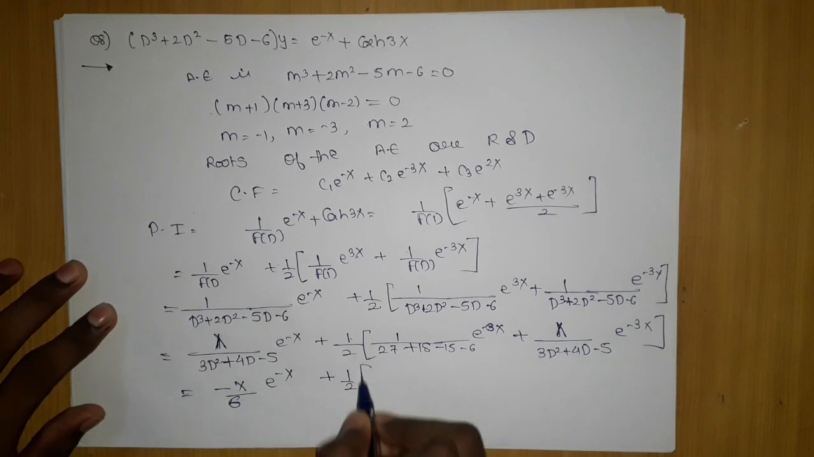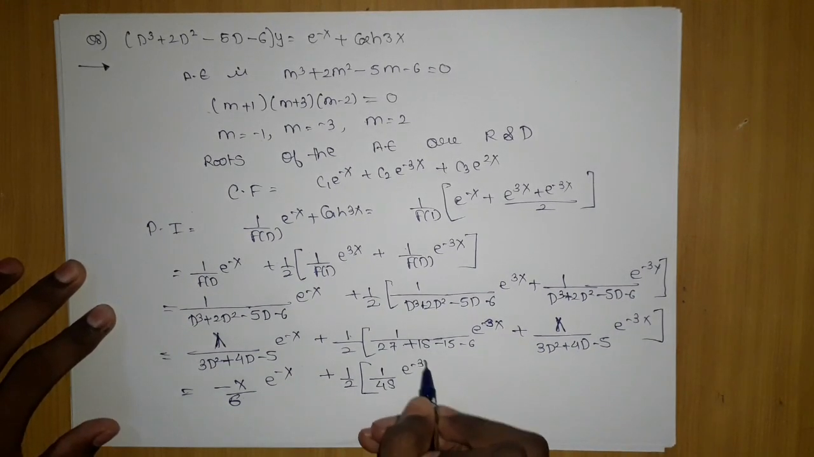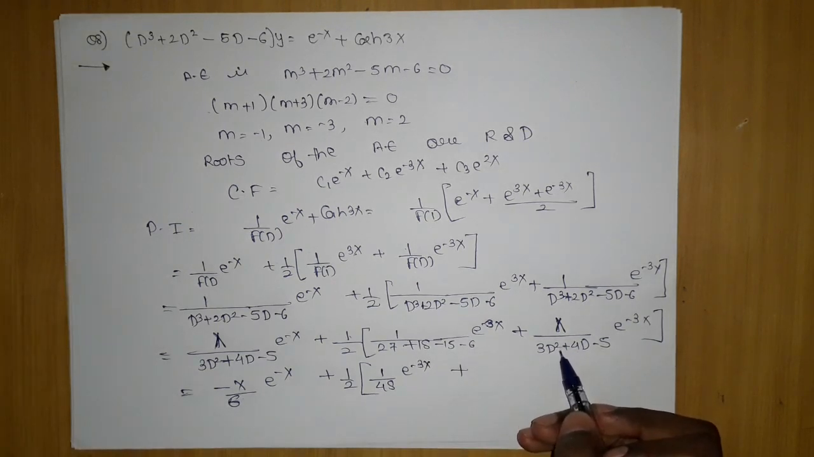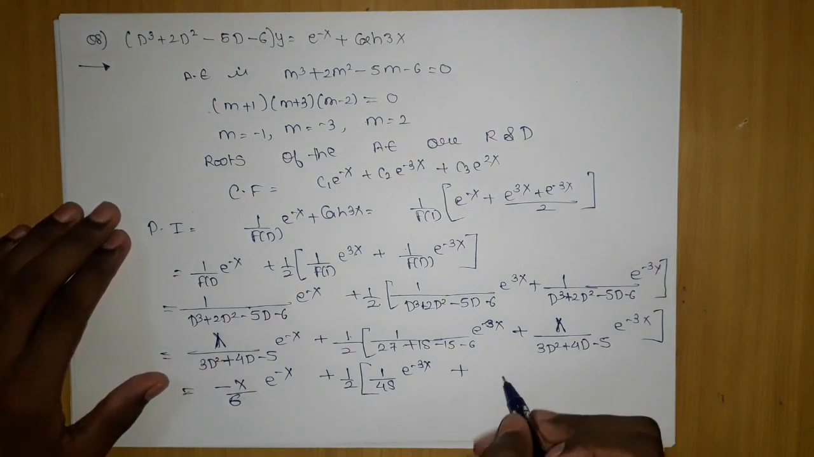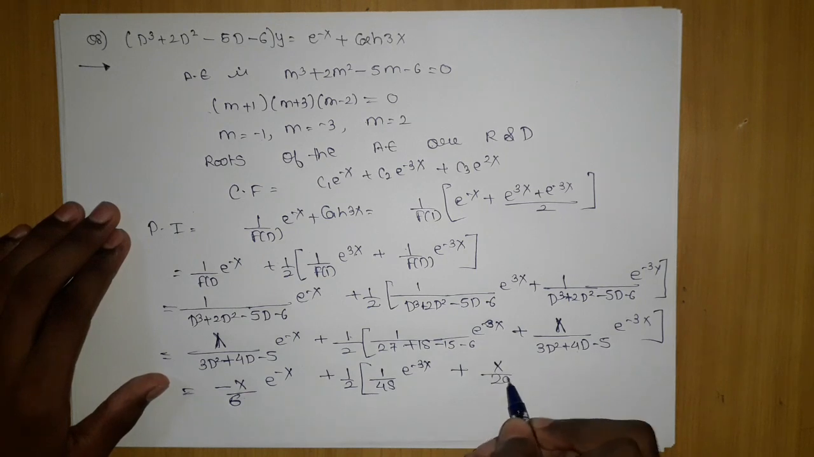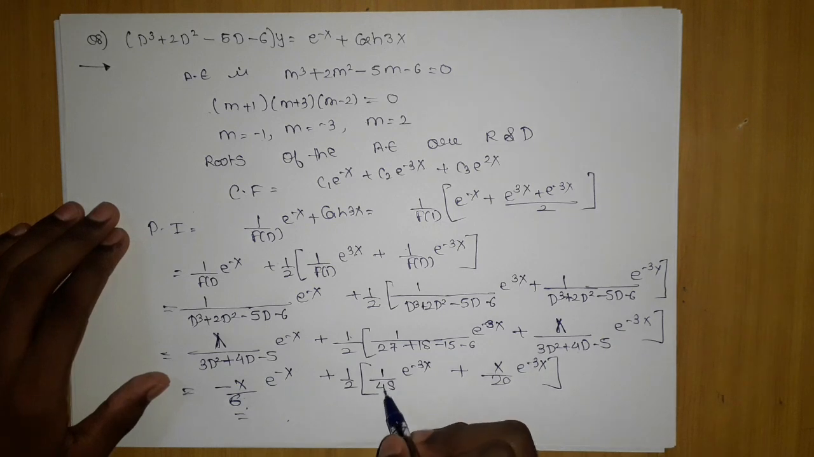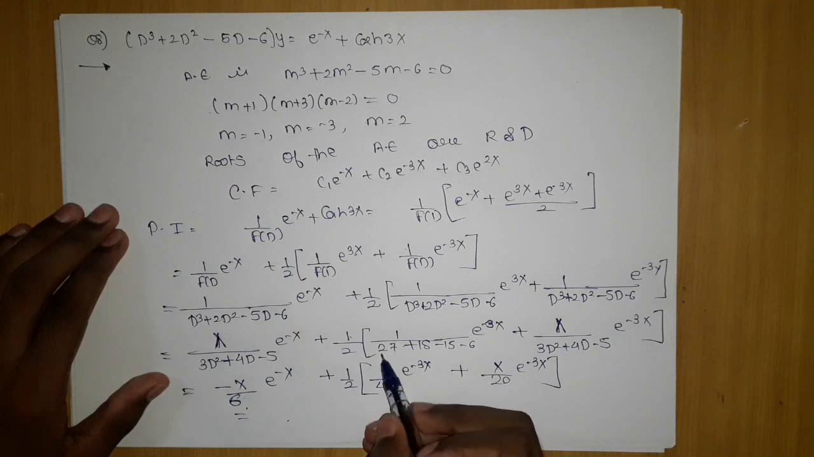Here we have 1 by 48 e to the power minus 3x. If we substitute here, it will be minus 3 squared, which is 9, minus 3 into 4, minus 12, minus 5, which will be nothing but x upon, finally we have 20 e to the power minus 3x. So finally we end up with our final: 27 minus 15, which is 3 minus 3, which will become 24. So this will be 24.